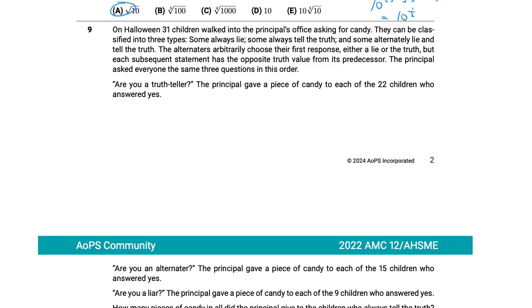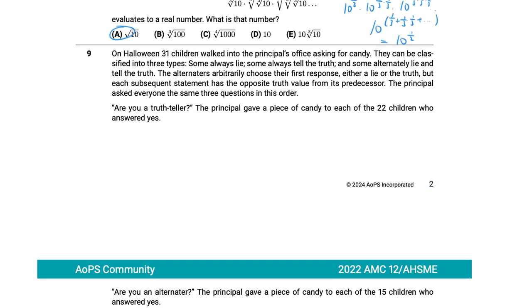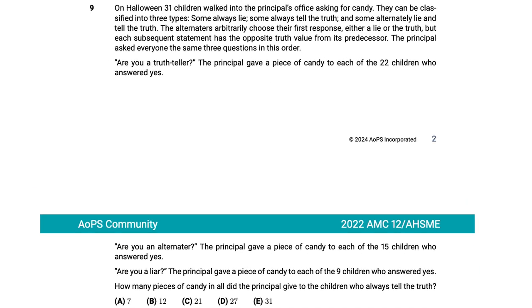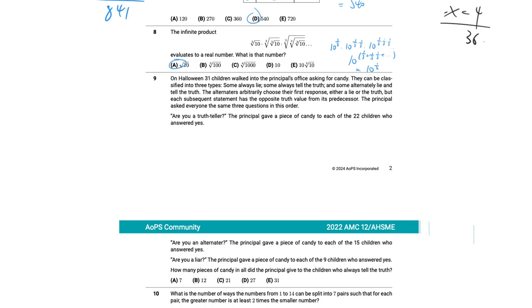On Halloween, 31 kids walked into the principal's office. Some are always true, some are always false, and some alternate. Are you a truth teller? The principal gave a piece of candy to each of the 22 children who answered yes. Okay, so you have 3, yeah, okay.